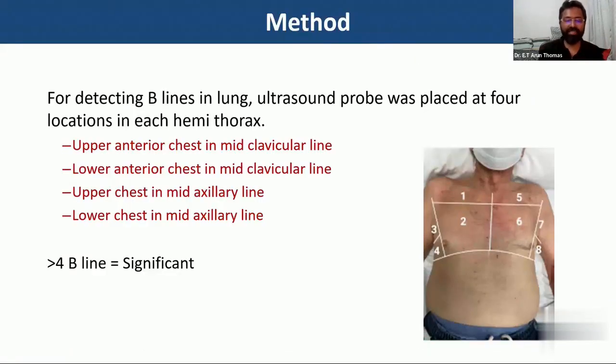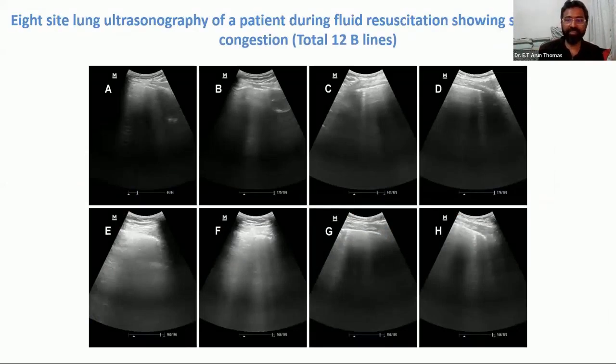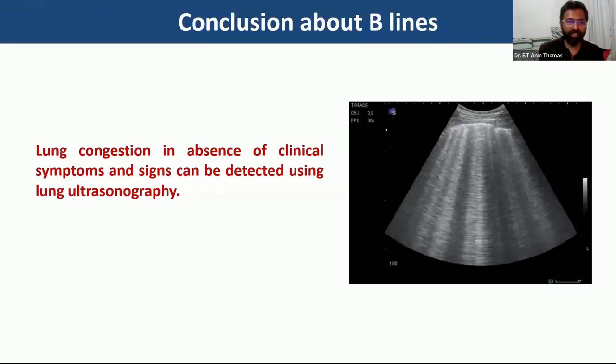More than 4 B lines in these 8 areas means that there is significant lung congestion. This is the imaging. In the 8 zones total, there are 12 B lines, so that lung is congested. The advantage of the B line is that B lines in lung ultrasound can pick up lung congestion with better sensitivity than we pick up using crepitation with our normal stethoscope.